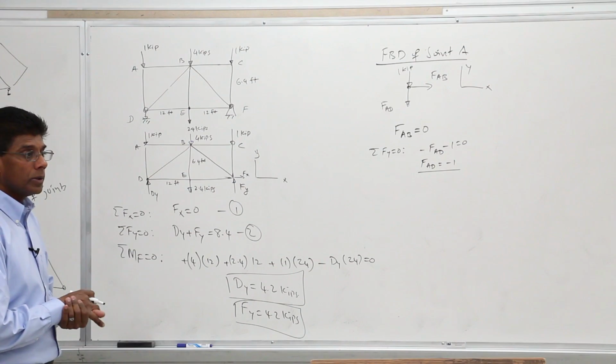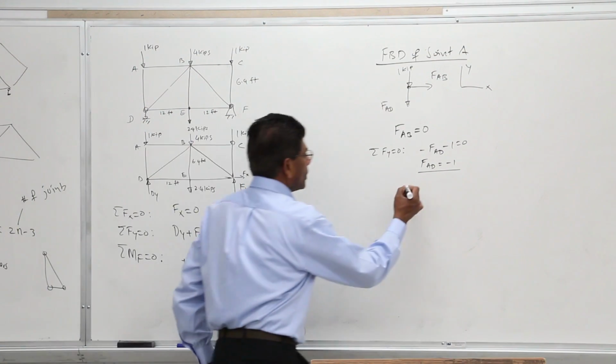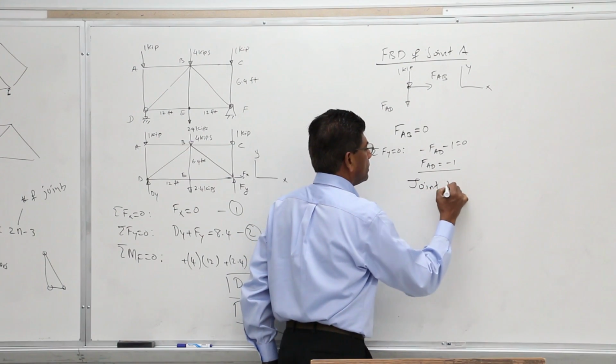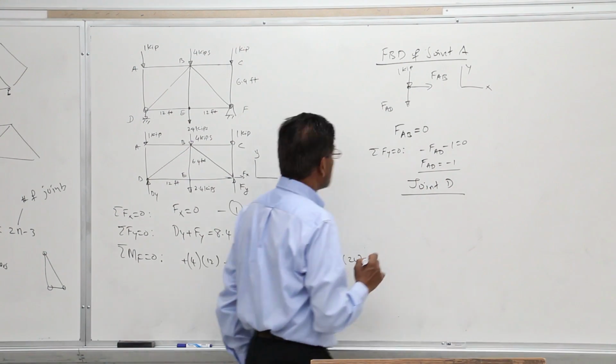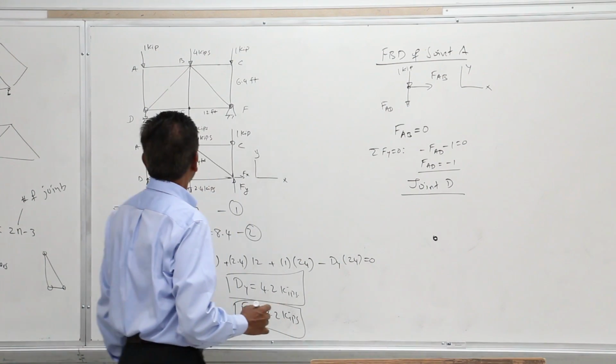Which joint? Joint D, because obviously that's not helping, right? So we go to joint D. Let's say joint D, free body diagram of joint D. All right, so I draw the joint D. What do I do now?